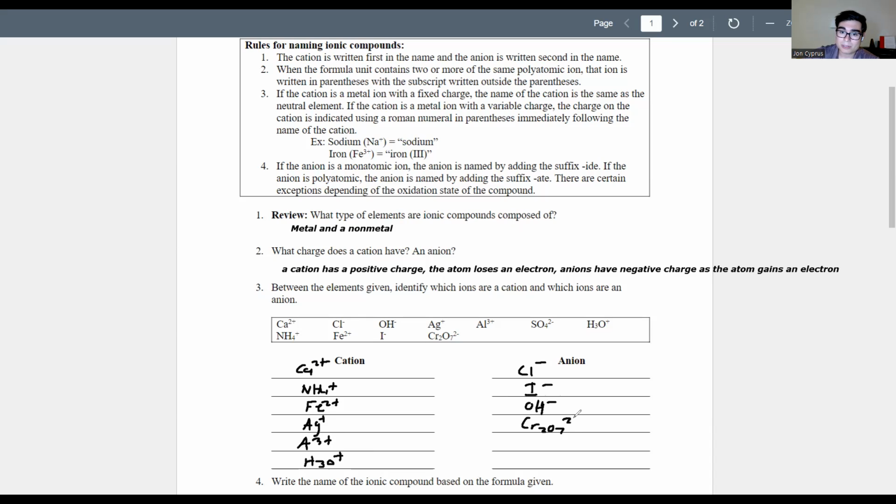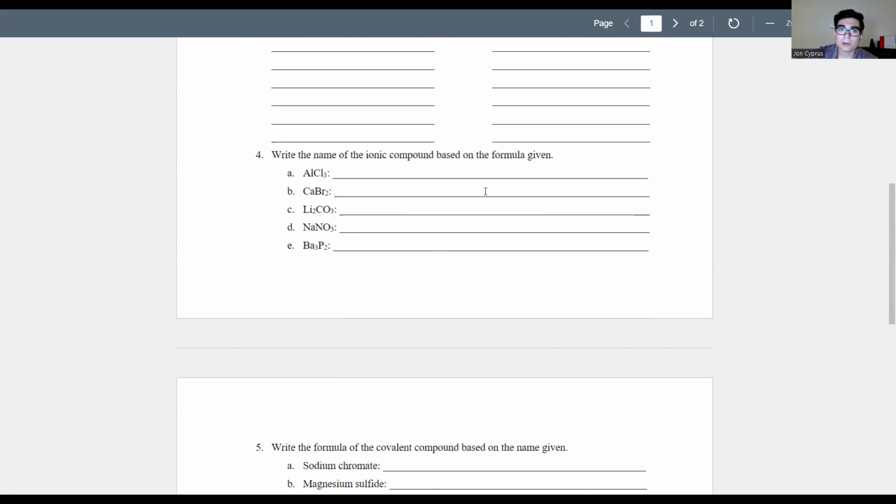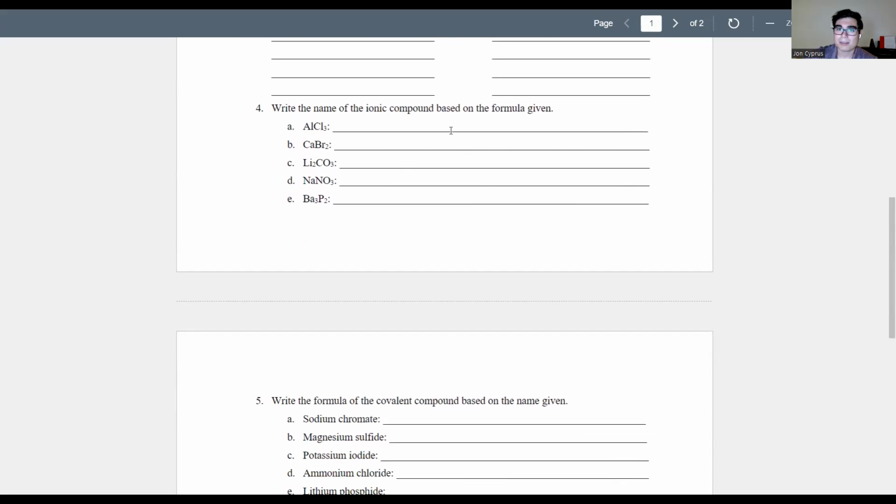Cr2O7, 2 minus. This was dichromate. SO4, 2 minus as our last one. These are all anions, the ones with a negative charge. Number 4 says: write the name of the ionic compound based on the given formula.